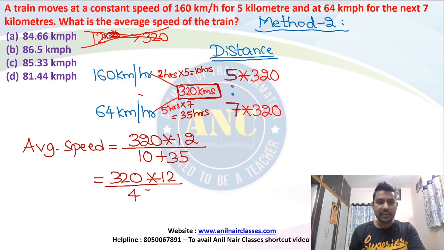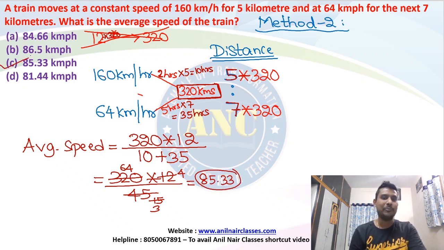So 320 into 12 divided by 45. So it is 3 into 4, 3 into 15 once again. 5 into 3 is 15, and 5 into 64 is 320. So 64 into 4 divided by 3. Once again you will end up with the same answer, 85.33 kilometers per hour, which is option C. I hope method 2 is very clear.